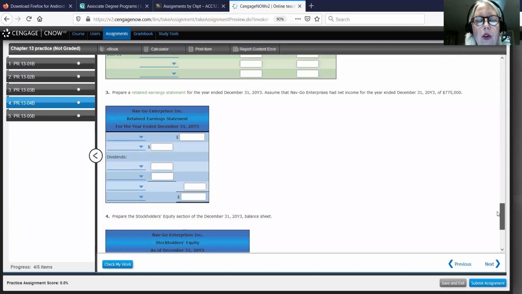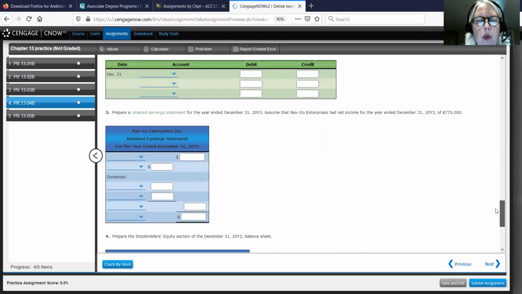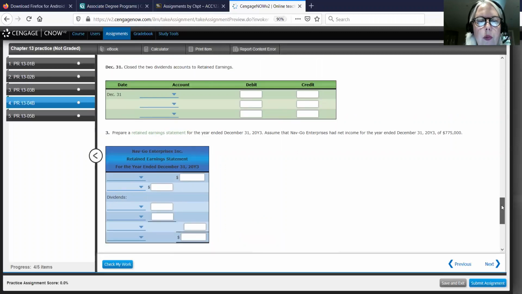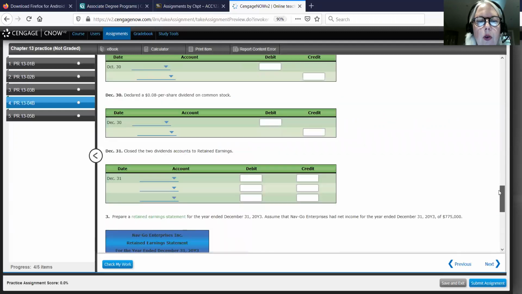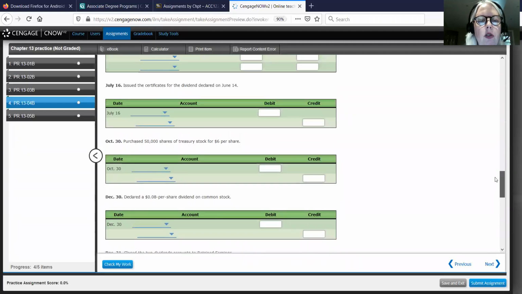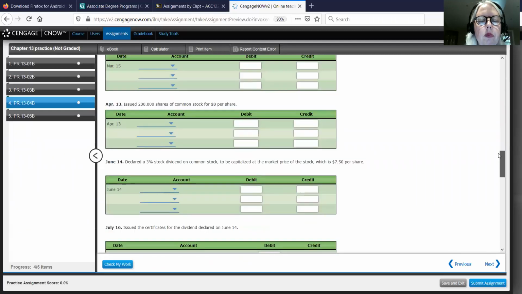They do not have you doing an income statement, which would be a part of the financial statements for a corporate form of business. So we're going to start with the journal entries.